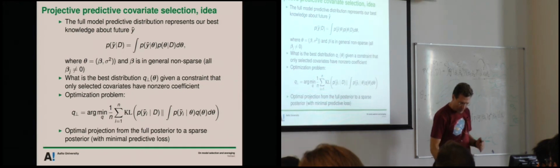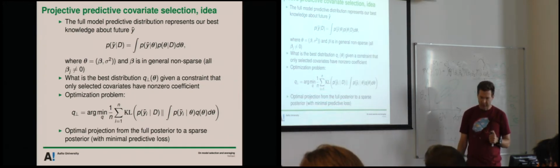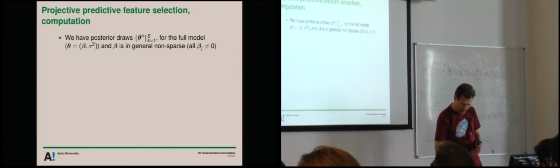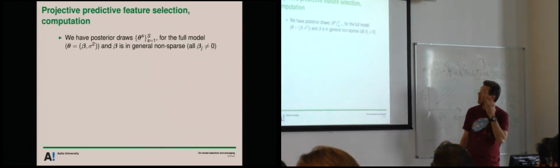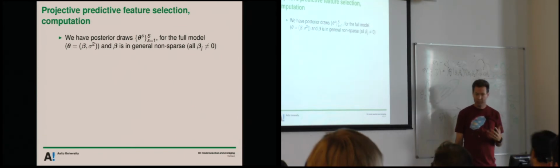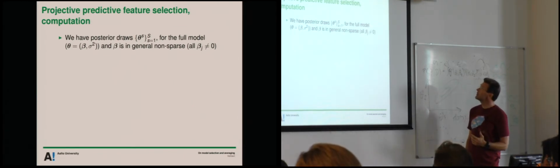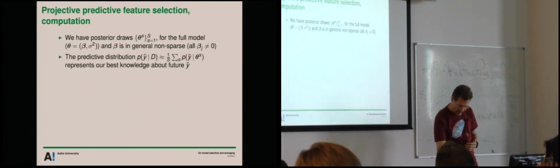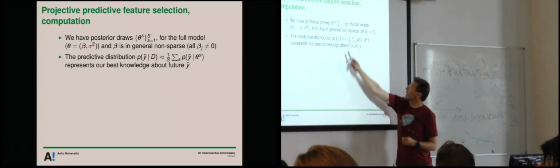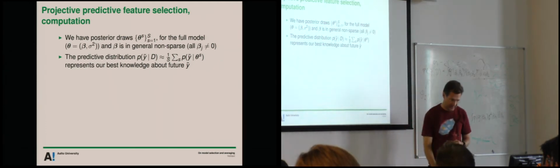So it's optimal projection from the full posterior to sparse posterior with minimal predictive loss. So we lose predictive information as little as possible. Practical implementation is that we have posterior draws for the full model, and the predictive distribution for the full model is then just this.